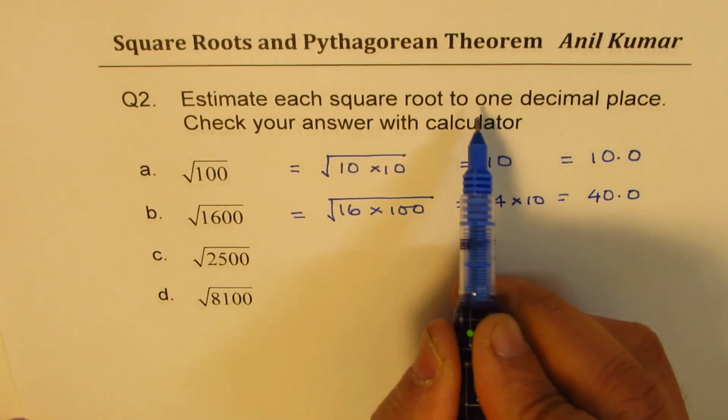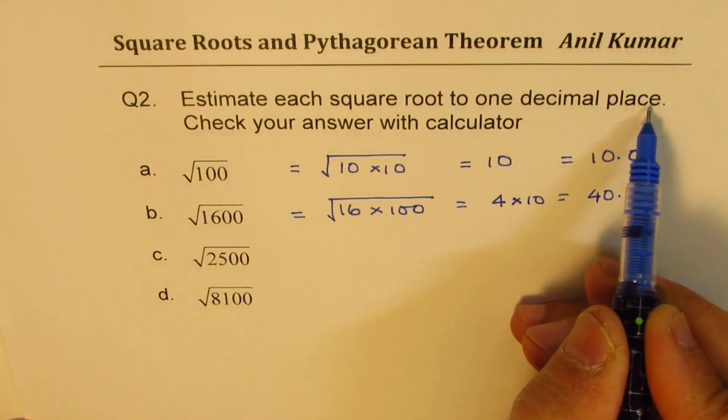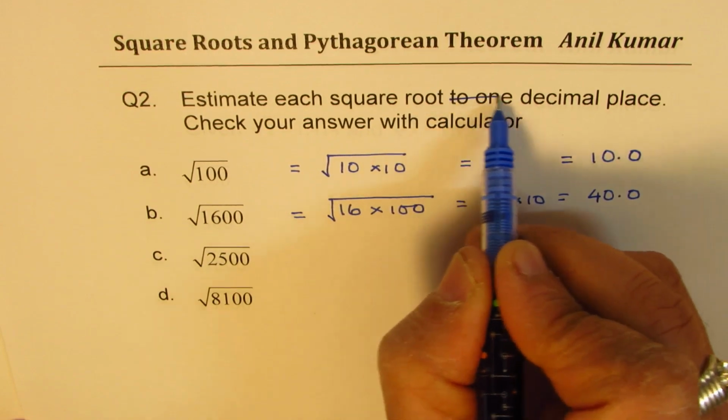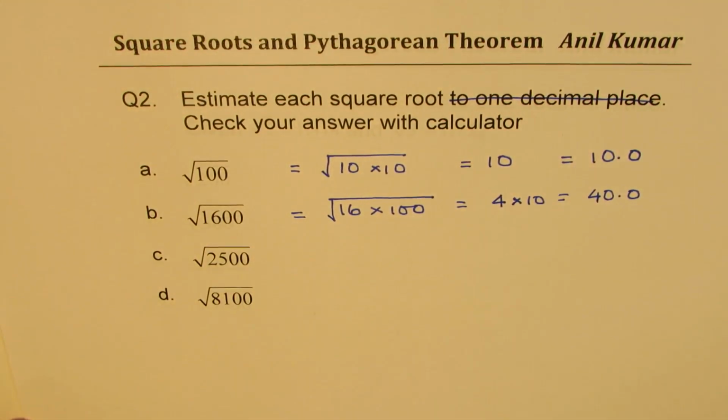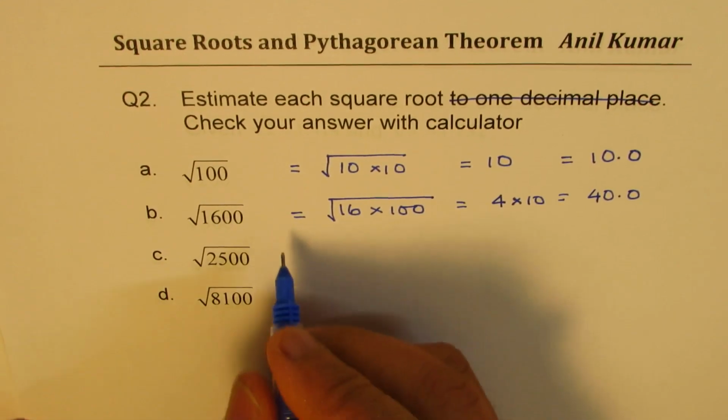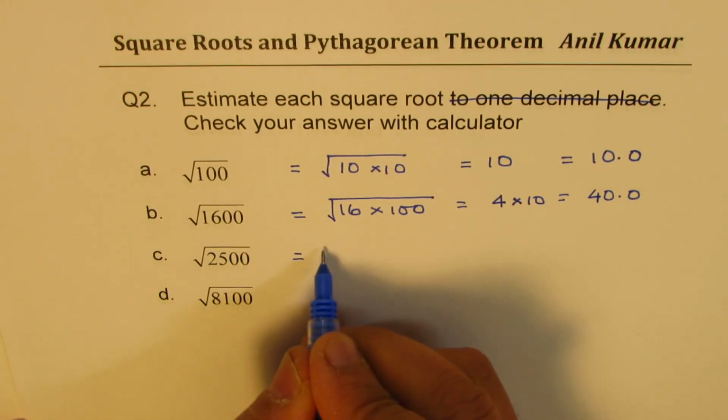So in this question, to one decimal place was not really required, right? So estimate each square root. That is not really required. You may check your answers with calculator. Now next one here is square root of 2500.